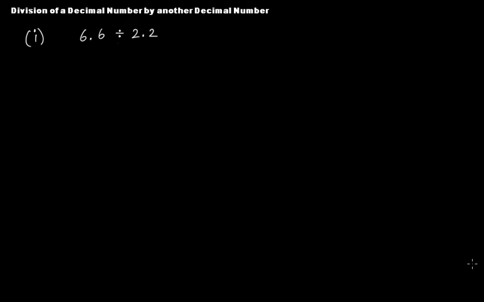Division of a decimal number by another decimal number. We have these two decimal numbers: 6.6 divided by 2.2. Whenever you are dealing with division of decimals, always try to get rid of decimals. So if this is 6.6, then can I write it as 66 divided by 10?